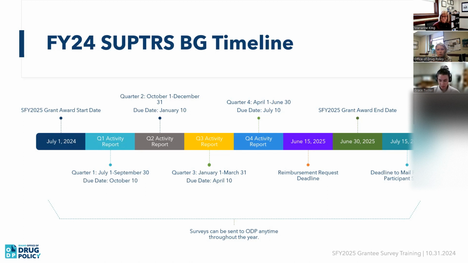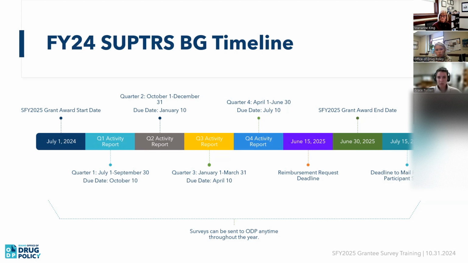So just to go over the timeline really quick. Sorry, it says FY24, but this is for the FY25 grant timeline. And this is for all grantees. This is block grant as well as opioid settlement fund grantees. The SFY 2025 grant award period started July 1 of this year, and it ends June 30th of 2025. They have those 4 quarters in between.